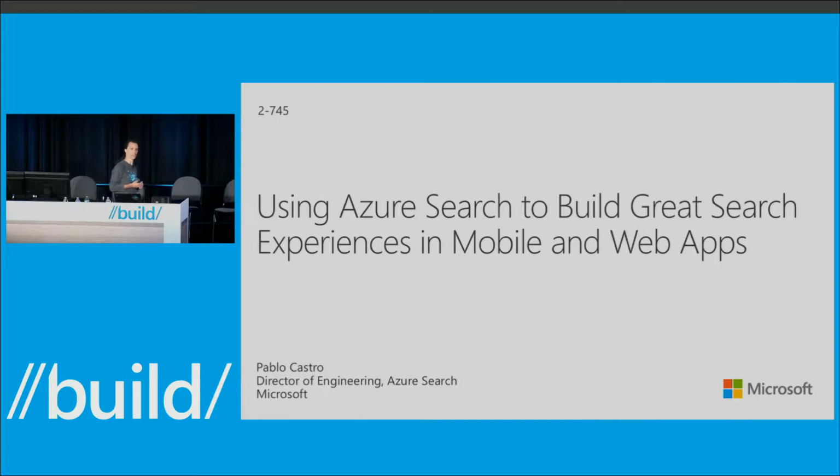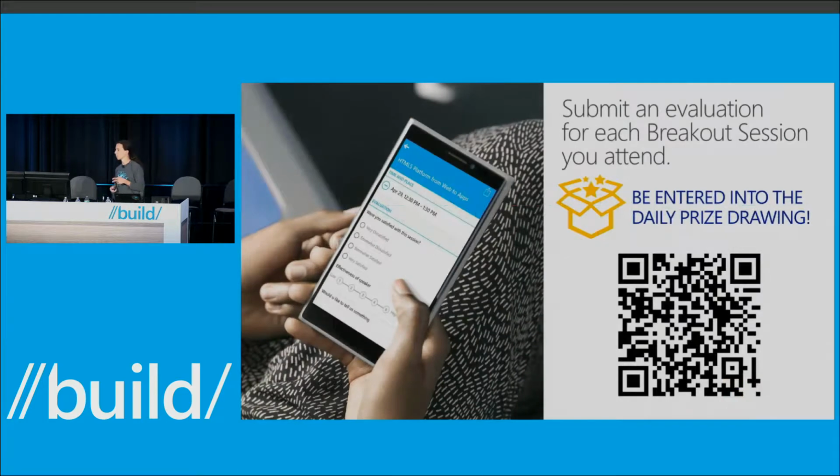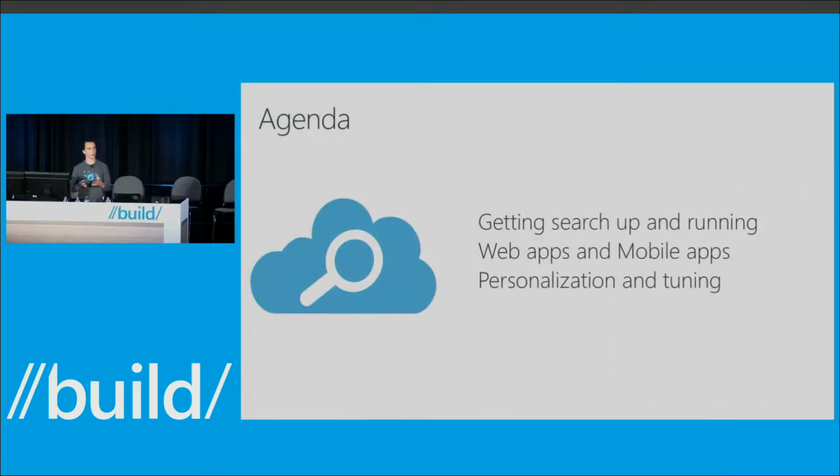So Azure Search is the offering in the Azure platform that allows you to create and integrate great search experiences in your applications. So what we want to do today is I have 3 goals. I want to give you a sense of what it takes to get search up and running using Azure Search. I want to talk about some of the specifics of web apps and mobile apps, show you a few things running, give you a few ideas on how to leverage the fact that these are different mediums, they have different interesting things, and also different constraints. And also, I want to talk a little bit about personalization and tuning, how you can use search to create better experiences for your users, and also to drive your business objectives through ranking.